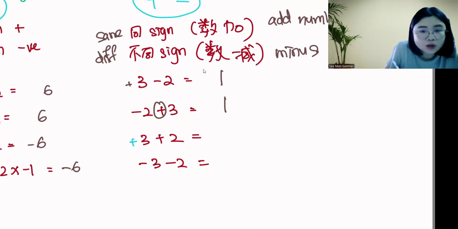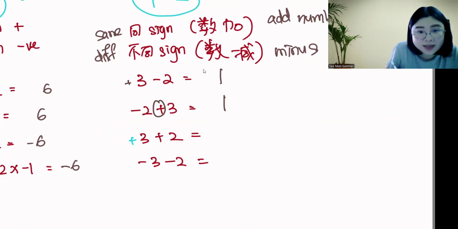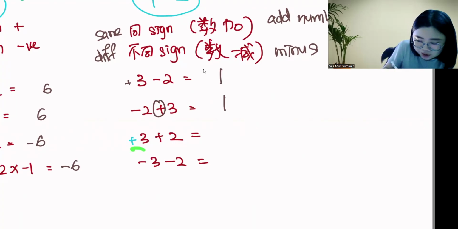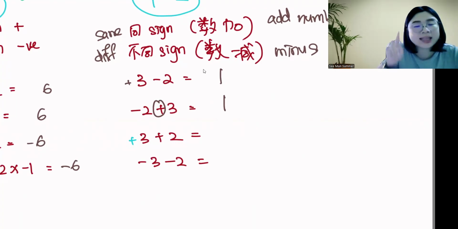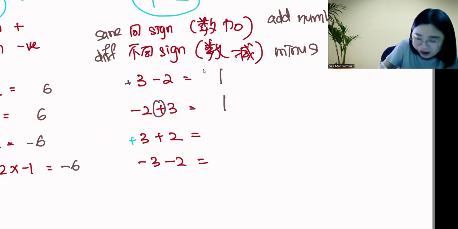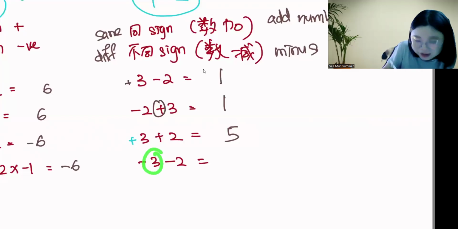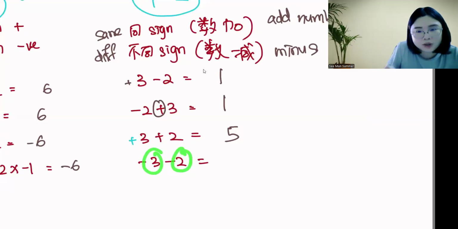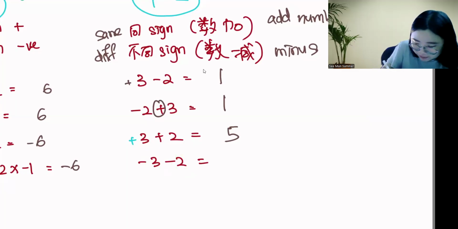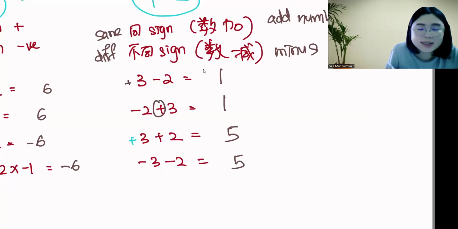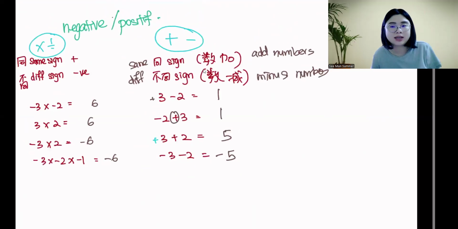Lastly, 3 plus 2. Both are same sign, right? Plus, plus. Correct? So plus, plus, meaning we have to add the numbers together. Add the number is 5. So same, both also positive. Of course, it's still positive, meaning I don't need to write. Lastly, minus 3 minus 2. They are same sign. So same sign, you add the numbers together, it will become 5 again. And then, since they are only minus sign, then I will follow the minus sign. So these are the simple steps of that.